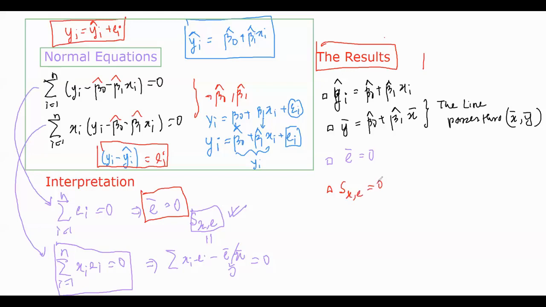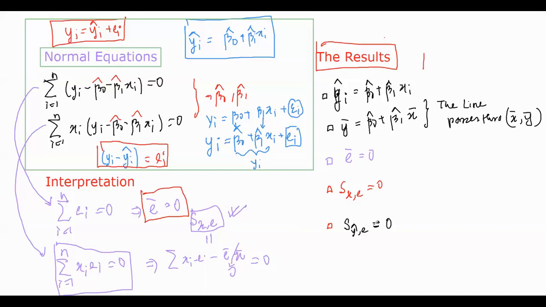Okay, S of e comma x and x comma e is the sample covariance of errors and x, which is 0. Now we will prove the following results soon. Okay, let me write down the results. We'll prove that y hat and e is 0. So y hat is only dependent on x.